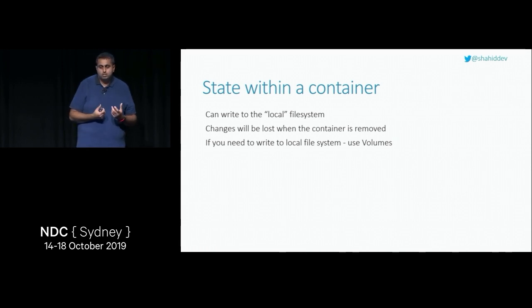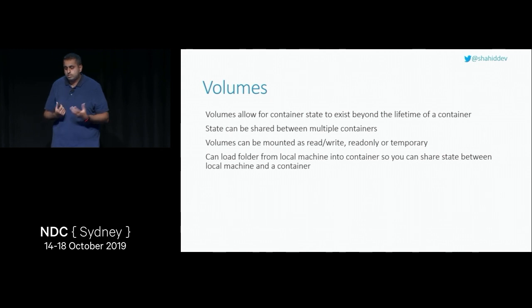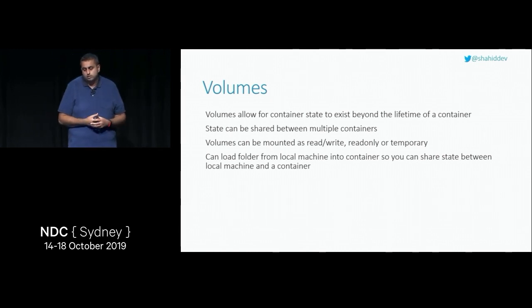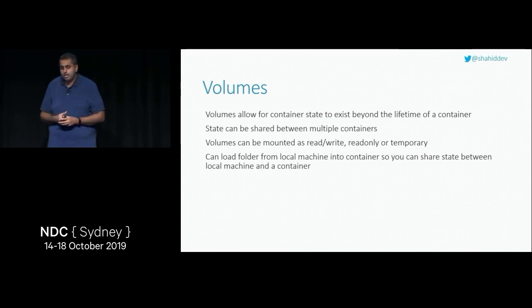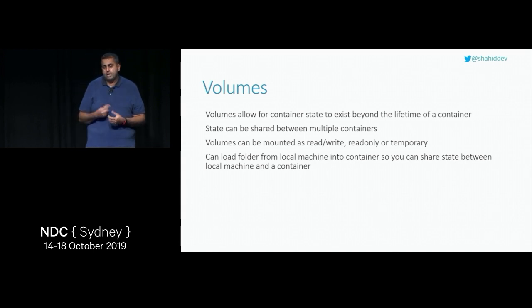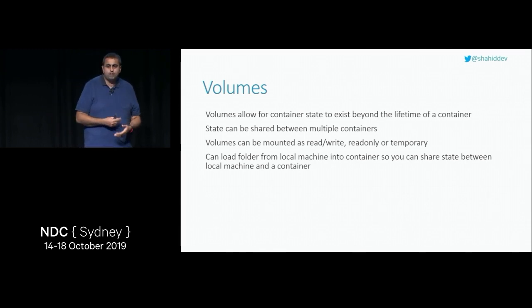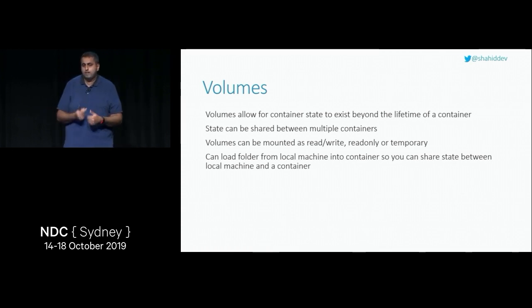So if you need to write state to your local disk, you need to use something called volumes. Very briefly, volumes is a component that allows you to share state beyond the lifetime of a container. This volume can be shared between multiple containers as well. And you can mount this share, if you like, this volume, as read-write, read-only, and even as a temporary. The really nice thing with volumes is you can also mount a local file system into a container. So then you can share files that are on your actual host operating system inside the container as well, and make changes that reflect both ways.